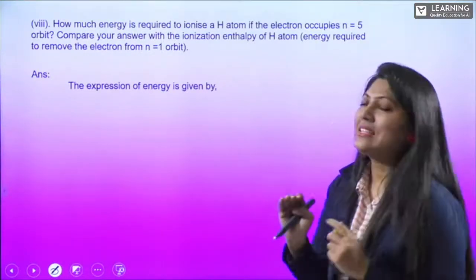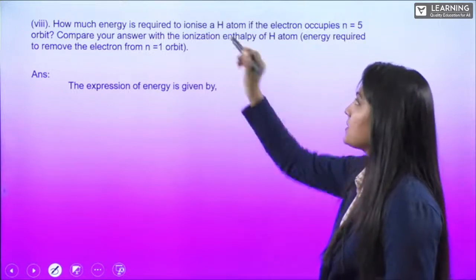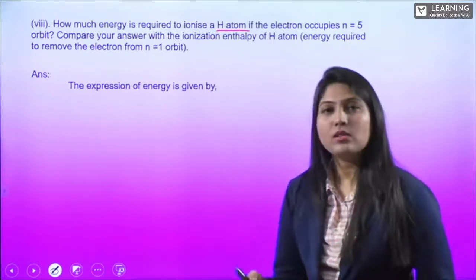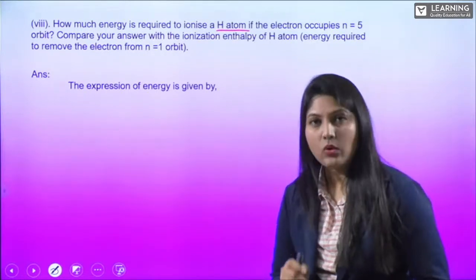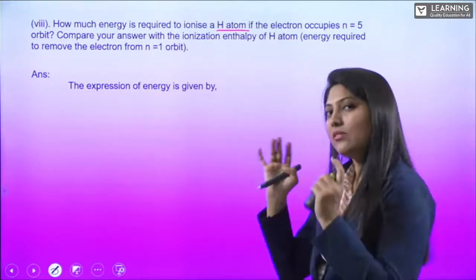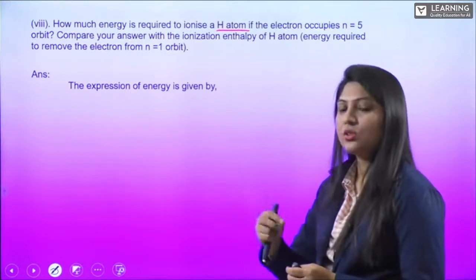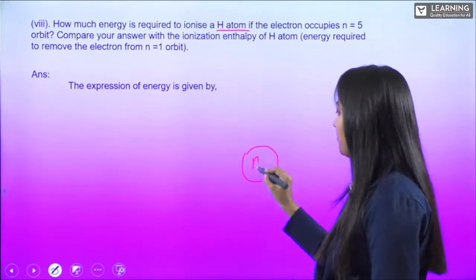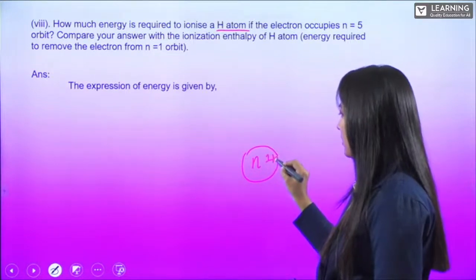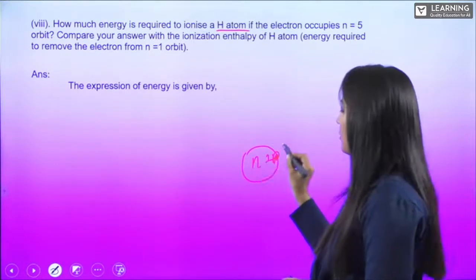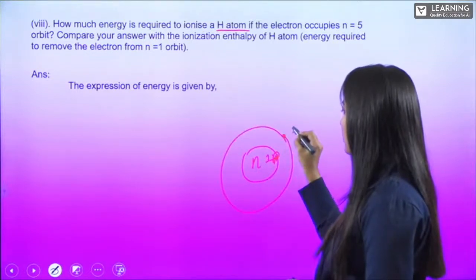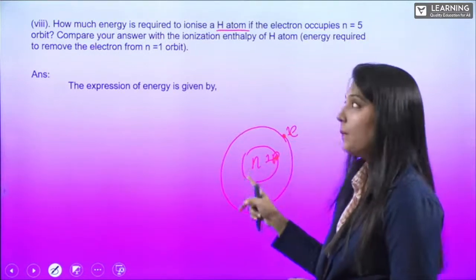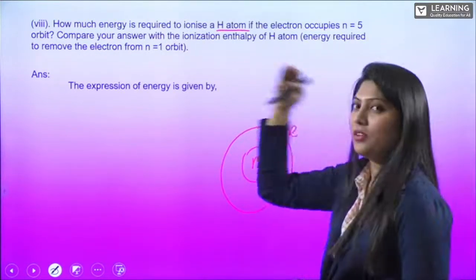How much energy is required to ionize a hydrogen atom if the electron occupies the n equals 5 orbit? Are you understanding, students? When you have a hydrogen atom and that electron should be removed from that orbit. As we know, hydrogen has one proton in the nucleus and one electron which is revolving. And what they are saying is, you need to ionize the hydrogen atom such that the electron occupies the 5th orbit.